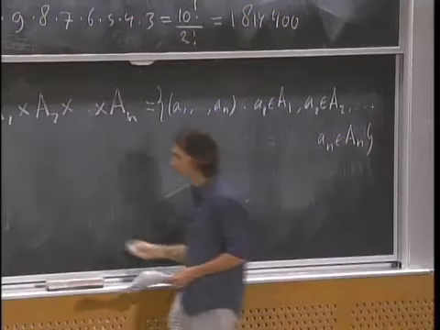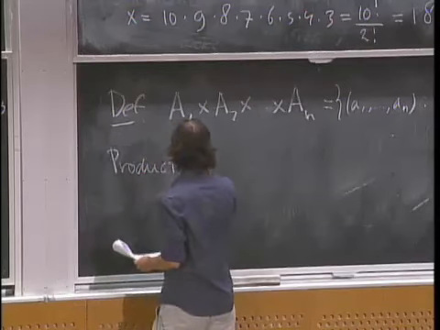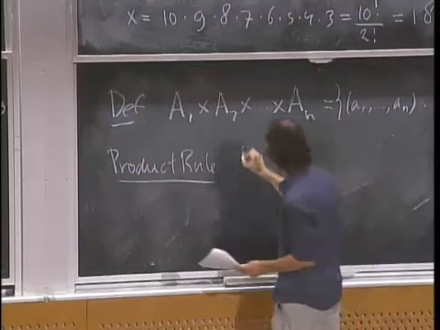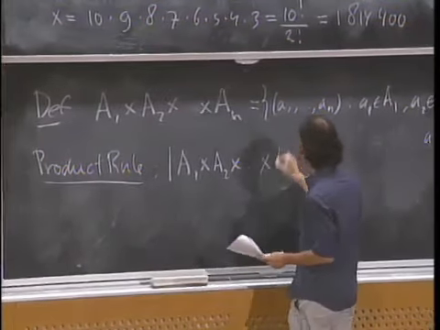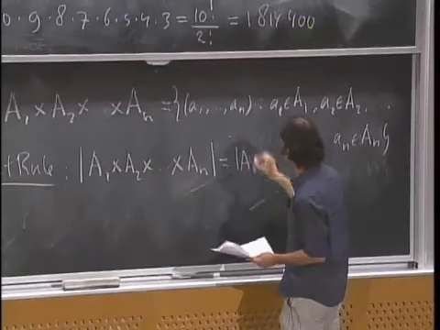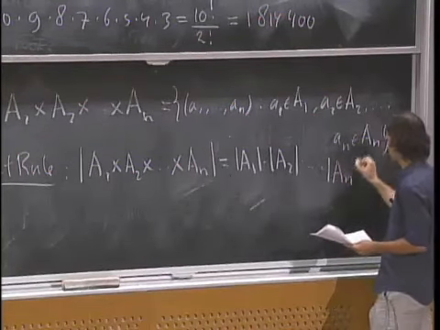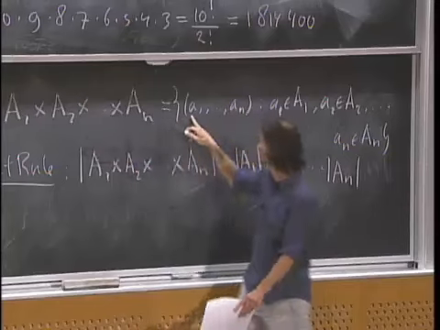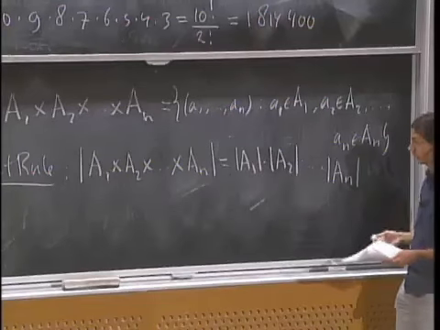And now the product rule tells us, by just applying that reasoning, that the cardinality of the product of all those sets is equal to the cardinality of the first set multiplied by the cardinality of the second set, and so on, up to the cardinality of the last set. Because we have this number of choices for the very first element, this number of choices for the second one, and so on, and we apply that rule and we see that this is the result.